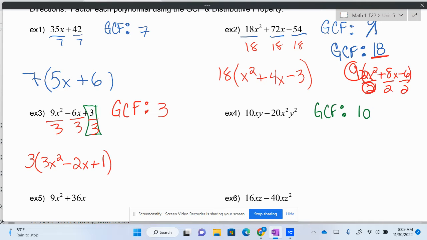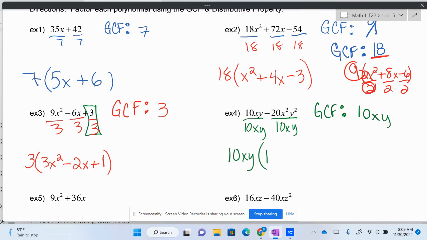What else? Don't they both have an X and they both have one Y in them? Yeah, they do. So I'm going to divide every term by 10xy. So this is going to require me to think about some of my exponent rules. So 10xy divided by 10xy, well, that's easy.